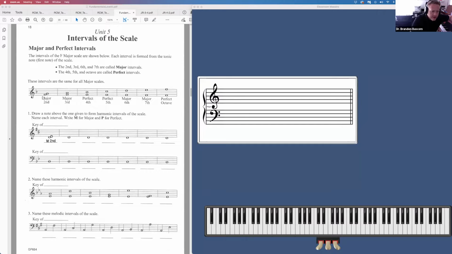So here we have our F major scale. F, G, A, B flat, C, D, E, F. If we keep F on the bottom, we get a major second, major third, perfect fourth, perfect fifth, major sixth, major seventh, perfect octave. And it sounds like this.